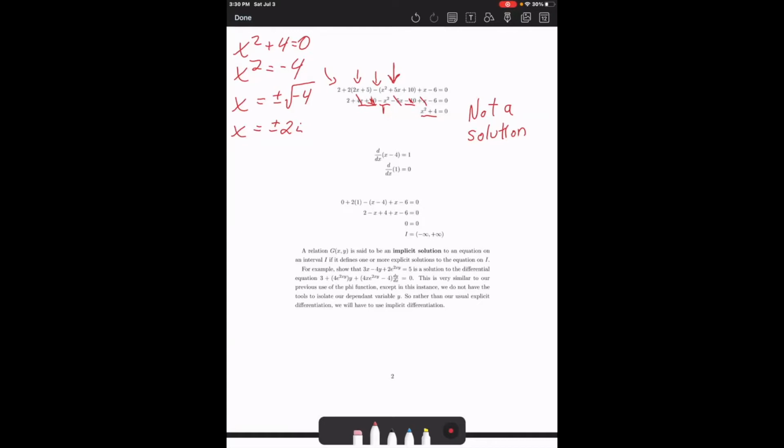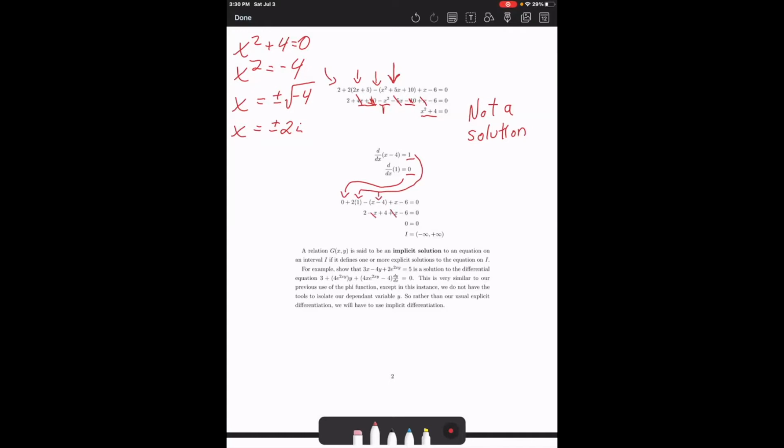The derivative of x minus 4 with respect to x is just 1, and then the derivative of any constant is just 0. So this is going to greatly simplify things because our second derivative just isn't even there, it's 0. So we'll plug in our first derivative into the equation, and then we'll plug in y into the equation, and then we will cancel out like terms.